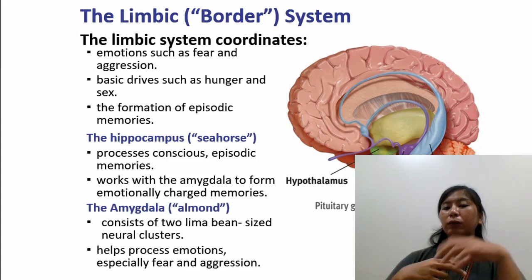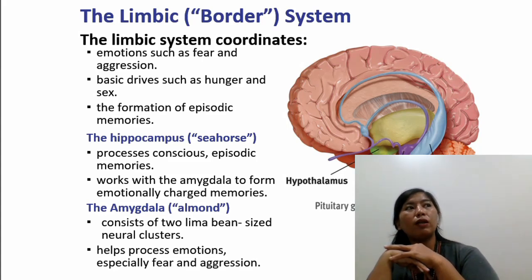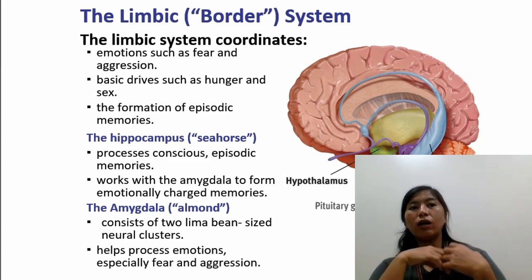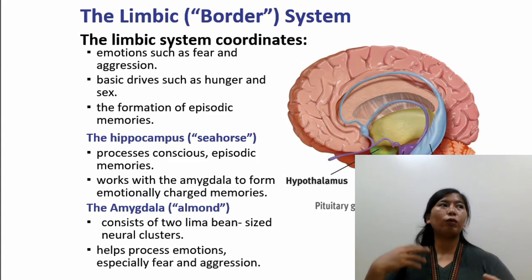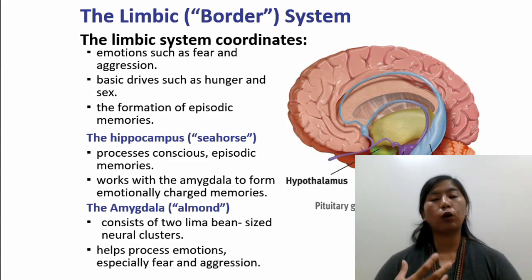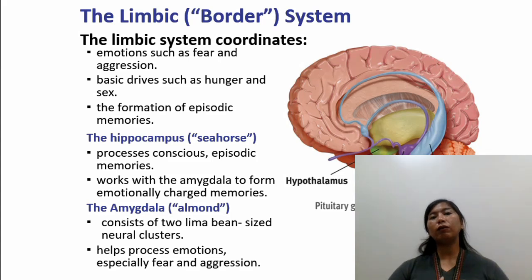It processes conscious episodic memories and it is coordinating with our amygdala in order to store highly intense emotions, and it is salient in our memory when we feel things, when we experience strong emotions. This is in the aid of the hippocampus.